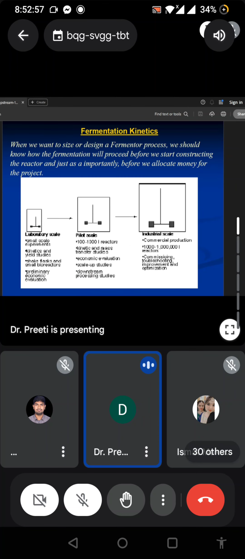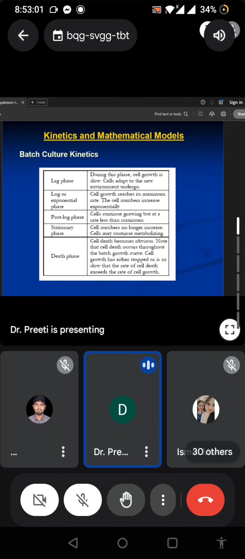Now coming to kinetics. As I said before, this is a mathematical model mainly for batch culture. In continuous culture we will not be able to manage kinetics. So batch culture has lag phase, log phase, stationary phase, death phase. What is happening in each phase you are all familiar with, but read it once. I hope you all know.